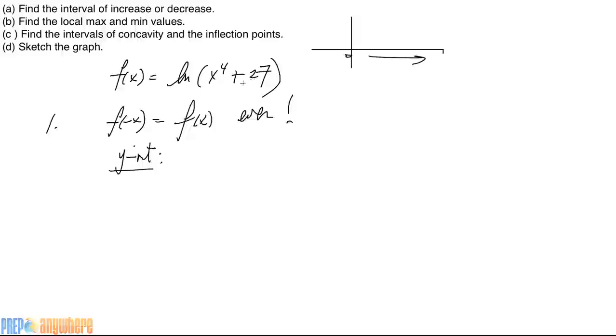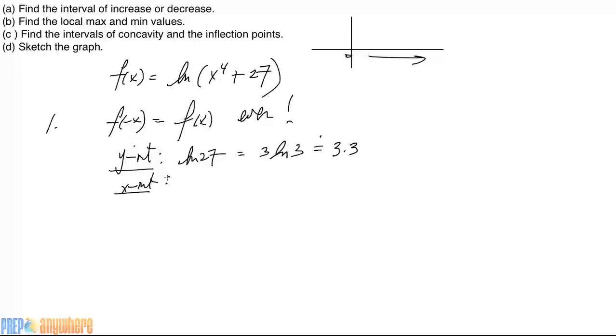You set x equal to 0 and you get ln of 27. Okay, which is the same as 3 times ln of 3, because 27 is 3 to the power of 3. That's not really important. Okay, we're gonna punch it into the calculator anyways. So that's approximately 3.3, accurate to 1 decimal.